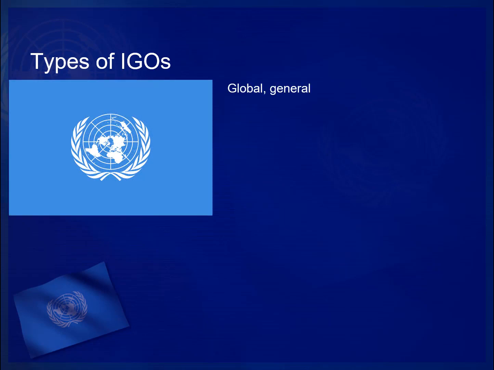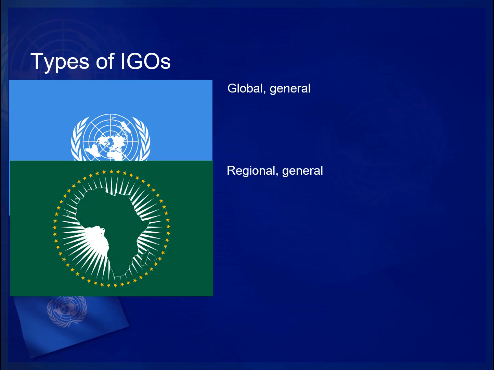First, we have global general-purpose IGOs. These are international organizations with broad mandates that deal with a diversity of issues and questions at the global level. The United Nations, which we'll look at in just a moment, is an example of such an organization. Second, we have regional IGOs. These are general organizations with broad mandates to deal with a diversity of issues and questions, but primarily at a regional level. Organizations such as the European Union, which we'll look at in a few weeks, or the African Union, or the Organization of American States are all examples of general regional IGOs.